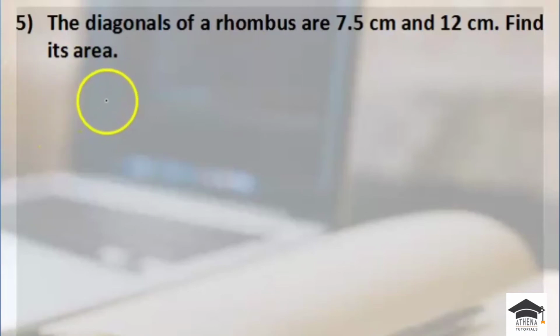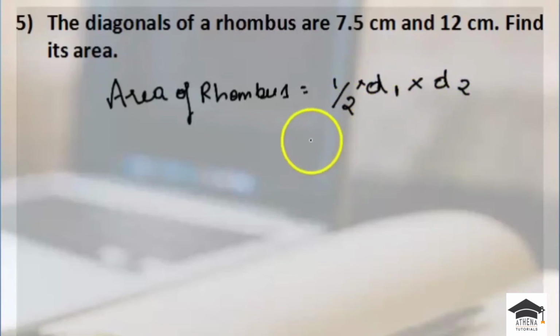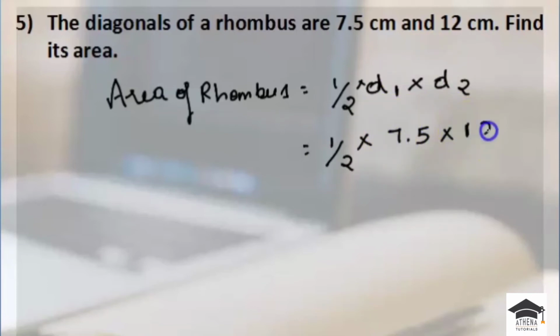So what is the formula to find the area of a rhombus? That is half into diagonal 1 into diagonal 2. We know all the values, right? Diagonal 1 is 7.5 centimeter and diagonal 2 is 12 centimeter. If we substitute, we'll get the answer. So, diagonal 1 is 7.5 and diagonal 2 is 12.